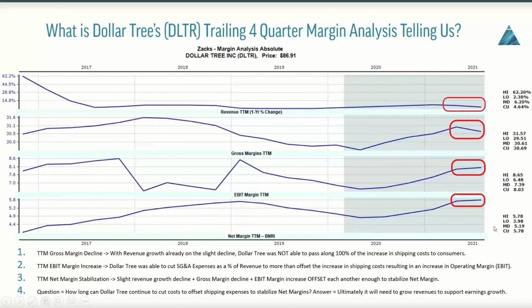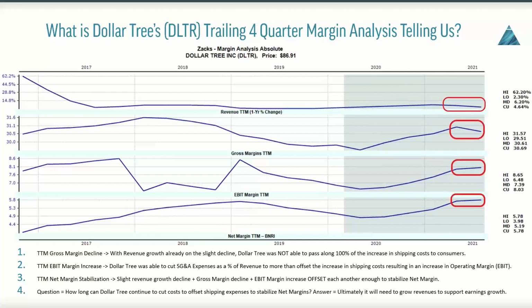And so the question we need to ask ourselves, right? It's one thing to do the margin analysis. What we need to do is make sure we're asking the right questions when we're done. Is how long can Dollar Tree continue to cut costs to offset those shipping expenses to stabilize those net margins?